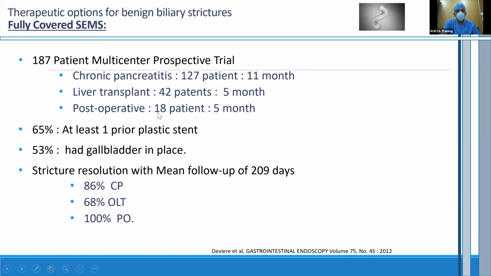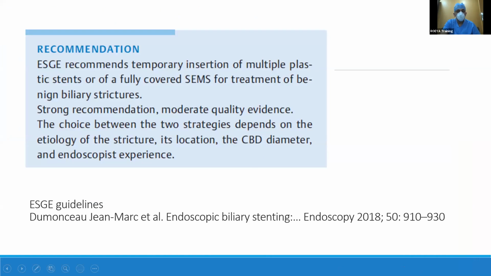This is the first trial published almost 7-8 years ago about the fully covered stent, where the best indication was post cholecystectomy, and the difficult ones were chronic pancreatitis and liver transplantation. So ESGE is also clear in this part.